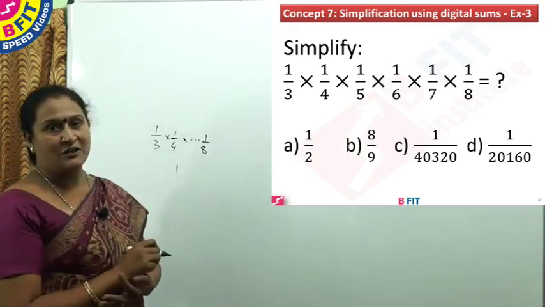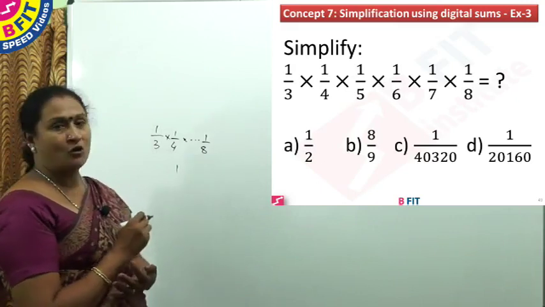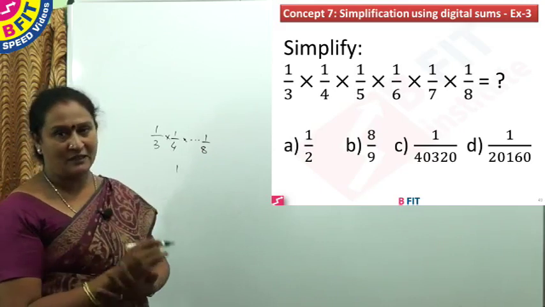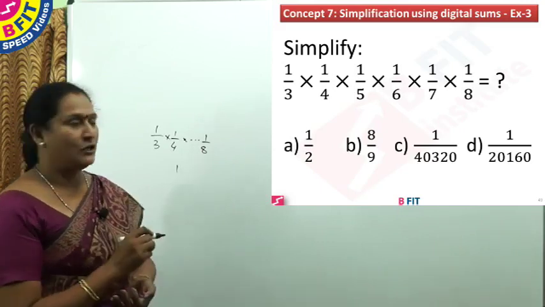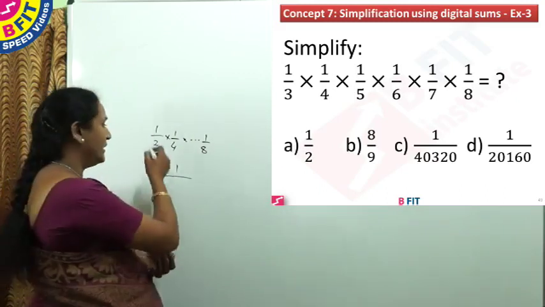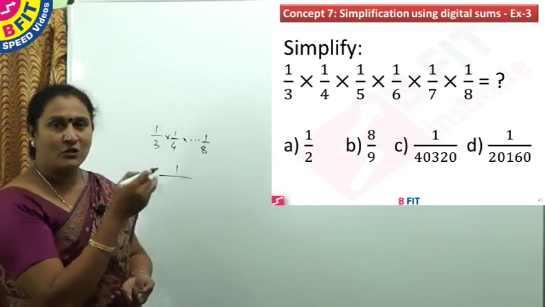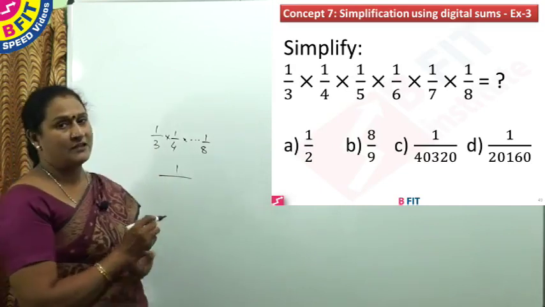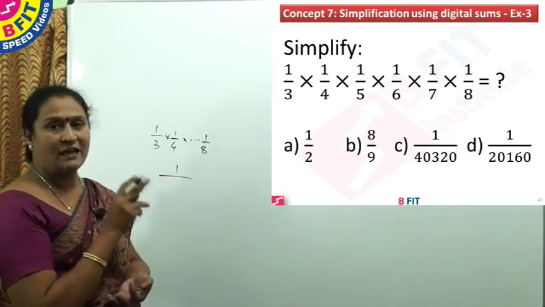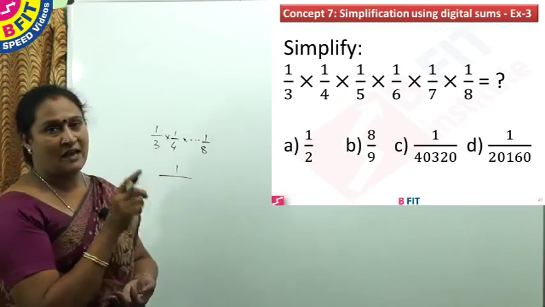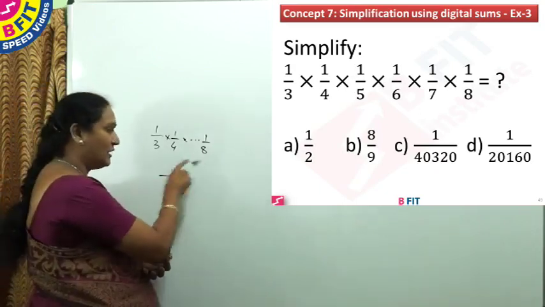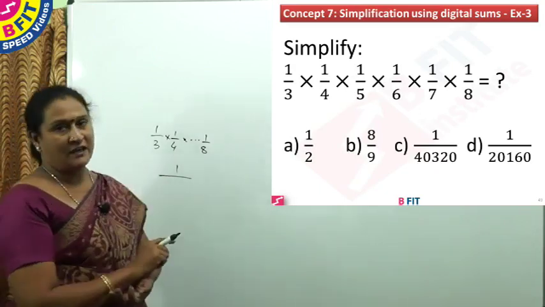So having 1 as the numerator, we can eliminate option B, because option B is 8 by 9, so that can't be the answer. And now for the denominator, we have to multiply all these numbers. So 3 into 4 into 5 into 6, so on up to 8. 3 into 4 itself is 12. So 1 by 2 can't be the answer. So we can eliminate the options A and B. It can be either C or D. And now we have to multiply all these numbers and we can get the answer.